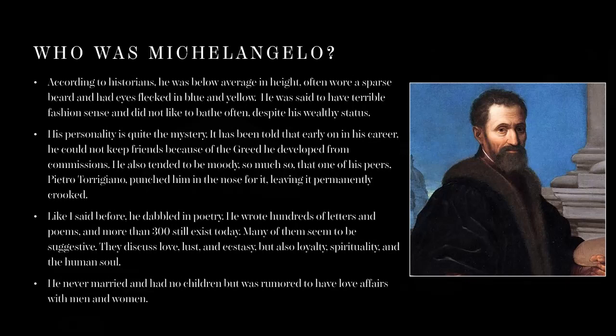Like I said before, he also dabbled in poetry. He wrote hundreds of letters and poems, and more than 300 still exist today. Many of them seem to be suggestive. They discuss love, lust, and ecstasy, but also loyalty, spirituality, and the human soul. And although he never married and had no children, his name was passed down through his nephew, although it was said that he did have love affairs with men and women alike.